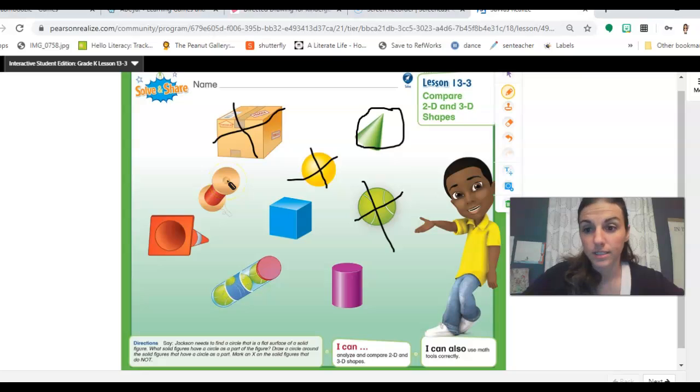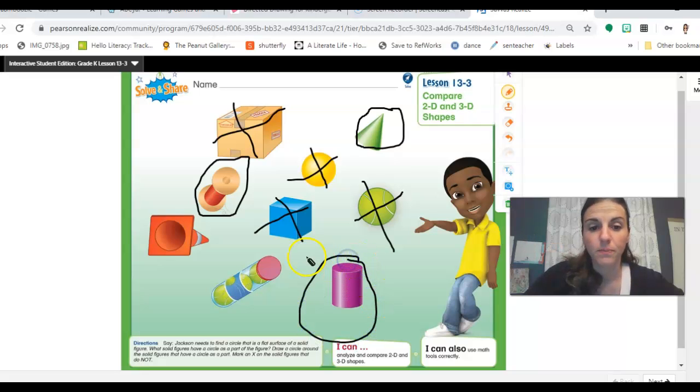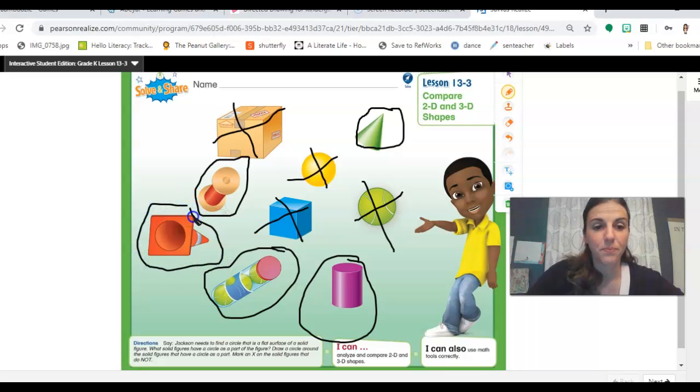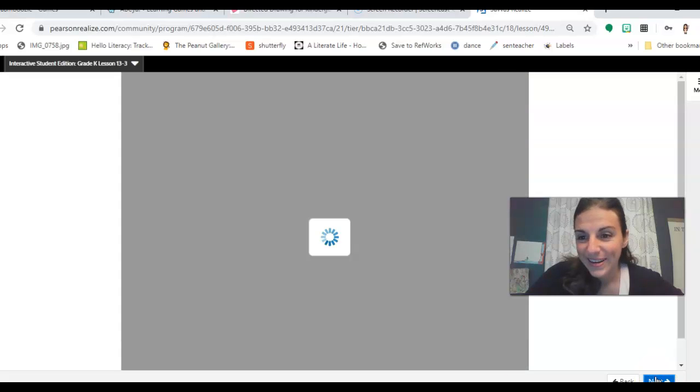Does a cylinder, this thread, have a circle as part of the solid shape? Yes, it does on both ends. Does this cube? No, you're right. How about this cylinder right here? Two circles, right? One on the top, one on the bottom. How about this canister of tennis balls? Two circles again. Nice job. Top and bottom. And how about this cone, this orange cone? There is a circle on the bottom. Nice job. All right, so we can turn to the next page. You already did one page. Nice job.